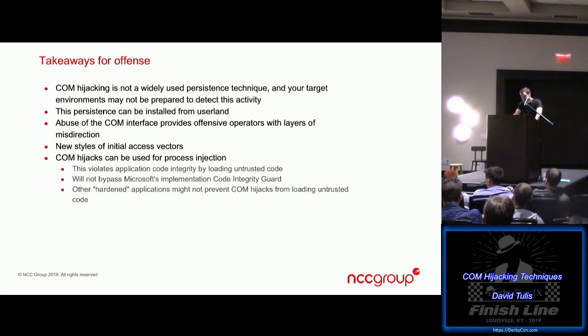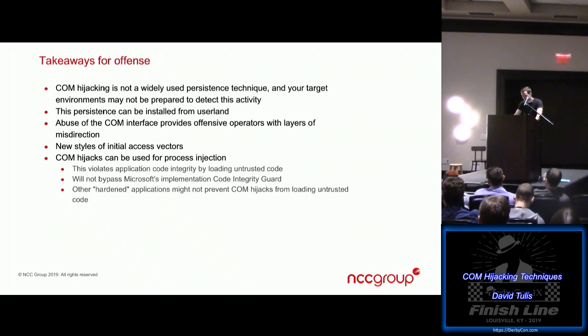Hijacks also have the potential to be used for migrating into other processes to evade detection or to get access to that process's memory space without using suspicious API calls like CreateRemoteThread, which is well known to defenders. Certain processes like Edge or Internet Explorer on newer versions of Windows use Microsoft Code Integrity Guard. This is preventing unsigned DLLs from being loaded into the process at a kernel level.